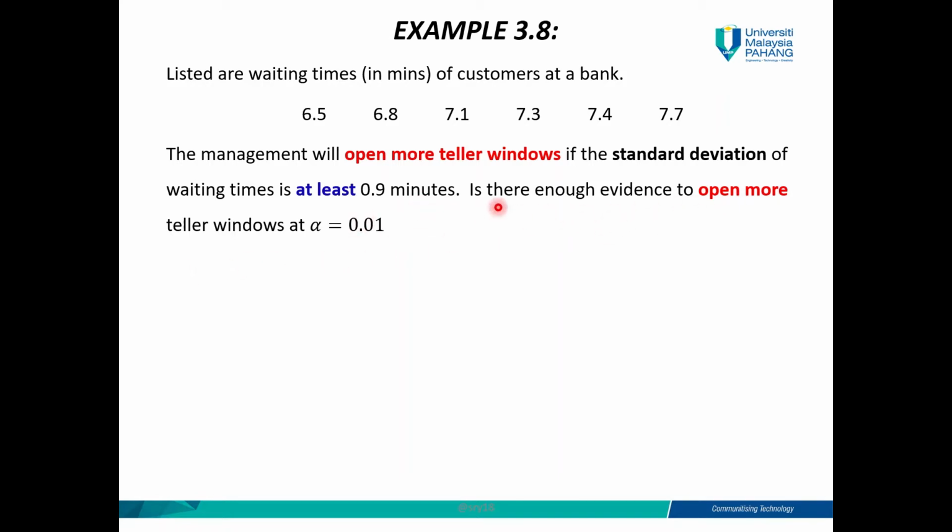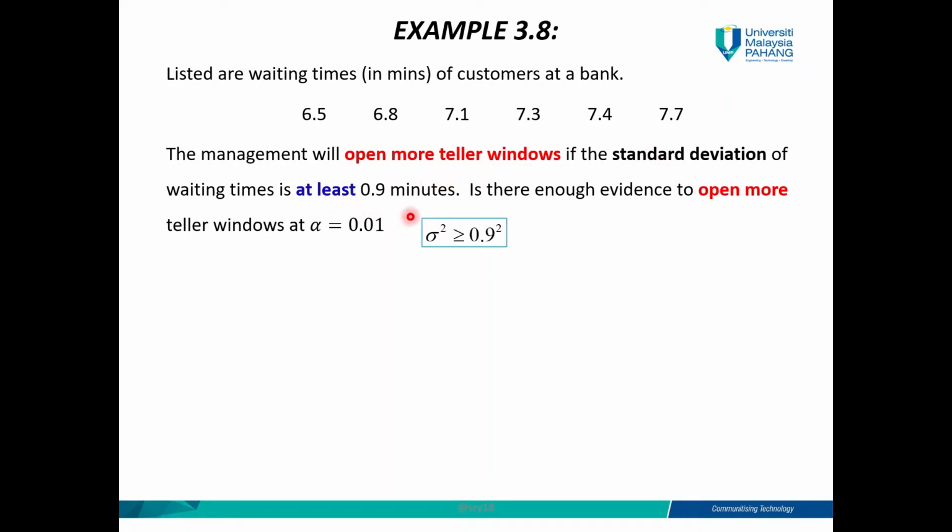So which means here, this is our claim. We need to decide whether to open more teller windows or not. If you claim to open more teller windows, that means you claim that the standard deviation is at least 0.9 minutes. So we need to test this, because if it's true that the standard deviation is at least 0.9 minutes, that means we need to open more teller windows. So this is our claim, class, which is to say that the standard deviation is at least 0.9 minutes.